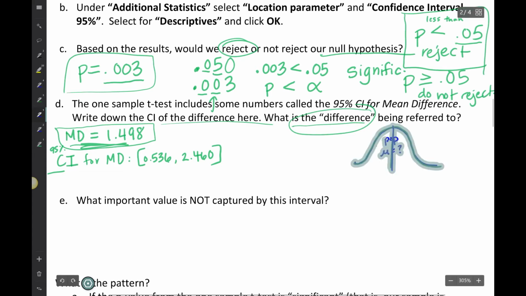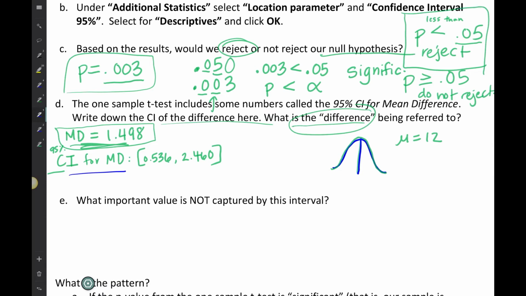So when we're looking at this confidence interval for the mean difference, if those two curves had a mean difference of 0, if they were right on top of each other, if the null hypothesis was true that the mean really is 12, then what mean difference would we expect to see here? Well, the difference between the blue and the green is nothing. They're right on top of each other. If the green one and the blue one both are 12, then this mean difference would be 0, because 12 minus 12 is 0.